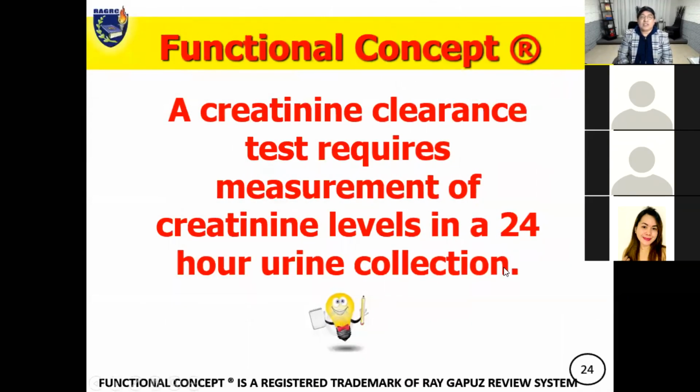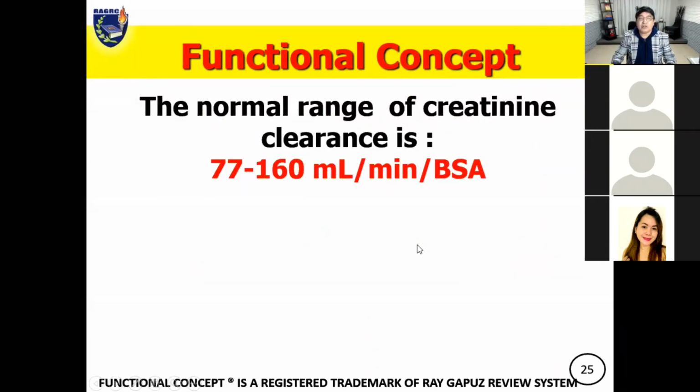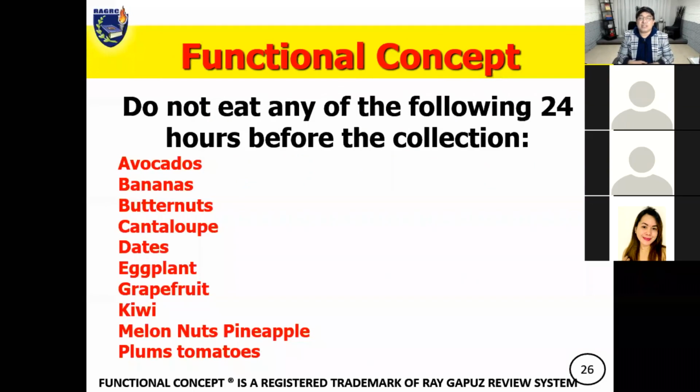So a creatinine clearance test requires the measurement of creatinine levels in a 24-hour urine collection. So what do we need here? 24-hour urine collection. So the normal range of creatinine clearance would be 77 to 160 ml per minute per body surface area. Now, are there any food restrictions before the collection?